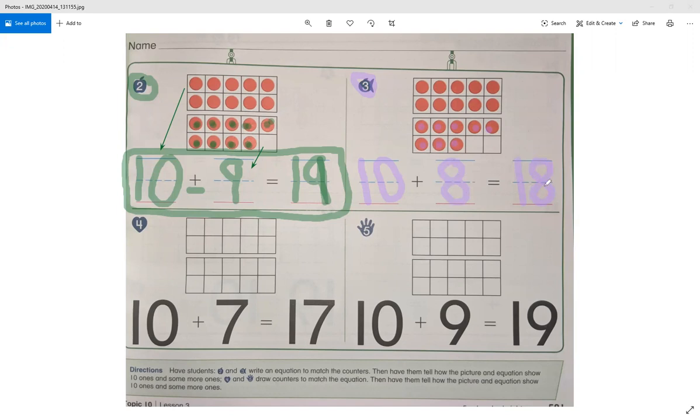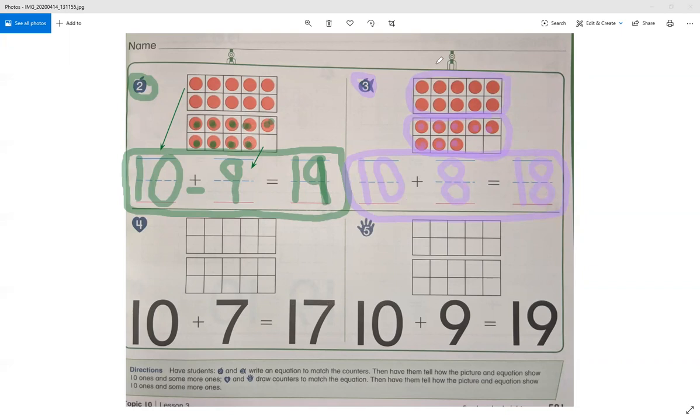So 18 is 10 plus 8, which equals 18. So 18 has 10 ones right here. There's 10 ones, and then there's 8 more ones in our number 18. So all you have to do is write the problem down right here. You do not have to draw the 10 frame. So everyone say 10 plus 8 equals 18.